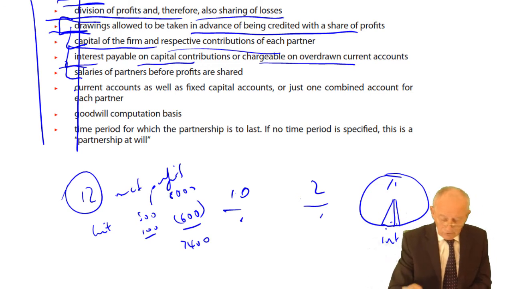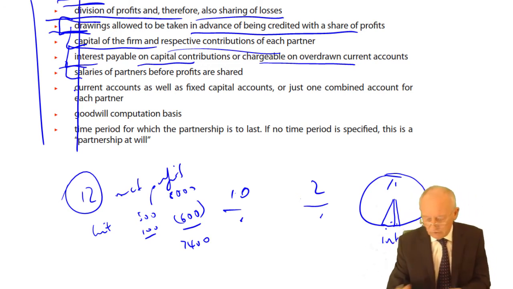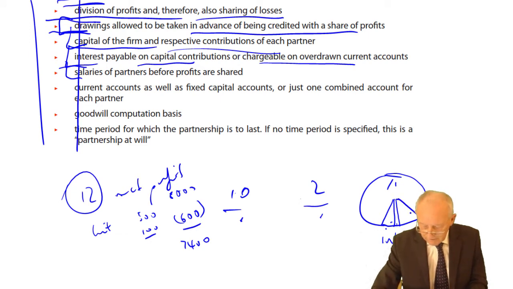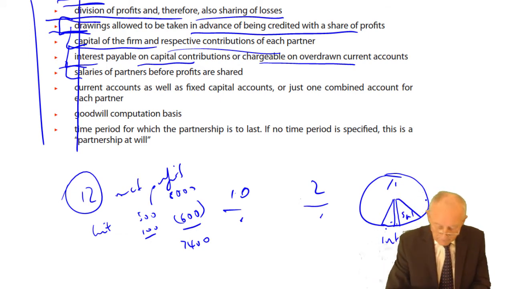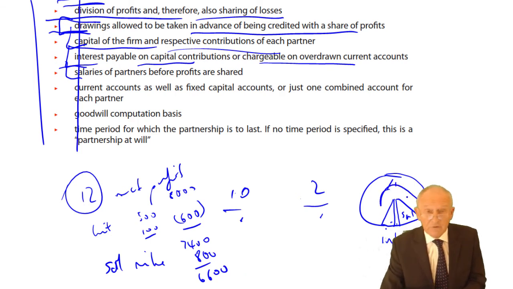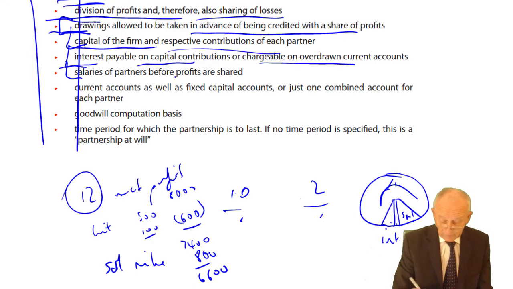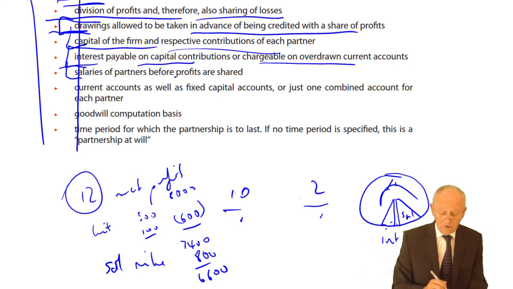Salaries. I'm doing all the work, you're doing nothing. What about me getting some salary before we share the rest of this profit? What about me getting that salary? Comes off here. Mike, salary. Salary for Mike, 800. Wouldn't you agree that? So that leaves 6,600 profits available to be shared between us. So salaries of partners, before profits are shared.